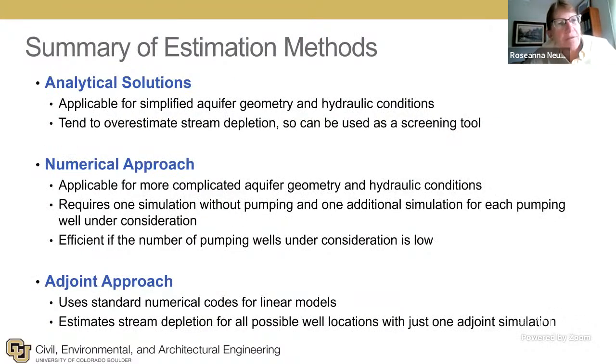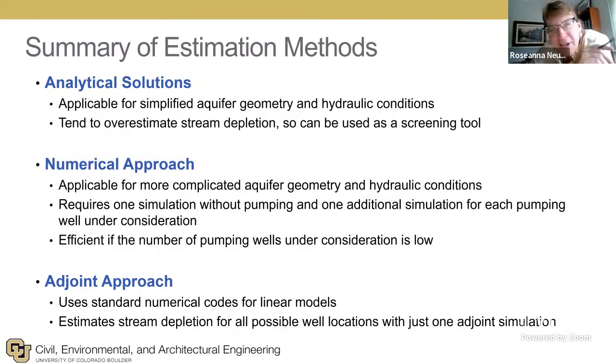Okay, so a quick summary of the estimation methods. There are several analytical solutions, but they're applicable for simplified geometry and simplified hydraulic conditions. They tend to overestimate stream depletion, so they're a good screening tool. If you want to keep your stream depletion under a certain amount and the analytical solution shows that it is under that amount, then you're good. You know that it won't be more than that. If that's not the case, you want to run numerical simulations and do more accurate models with fewer assumptions.